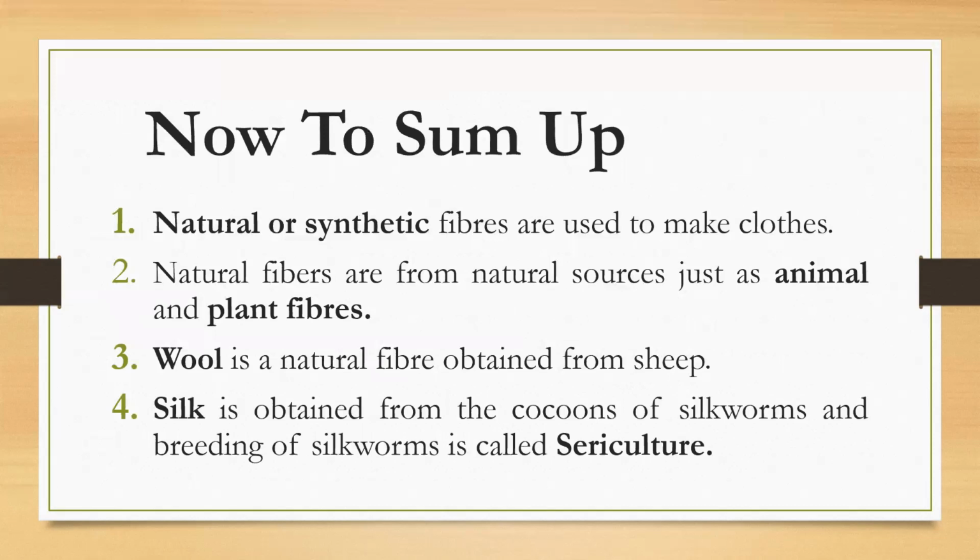Now, to sum up, natural or synthetic fibers are used to make clothes. Natural fibers are from natural sources such as animals and plants. Wool is a natural fiber obtained from sheep. Silk is obtained from the cocoon of silkworms, and breeding of silkworms is called sericulture.